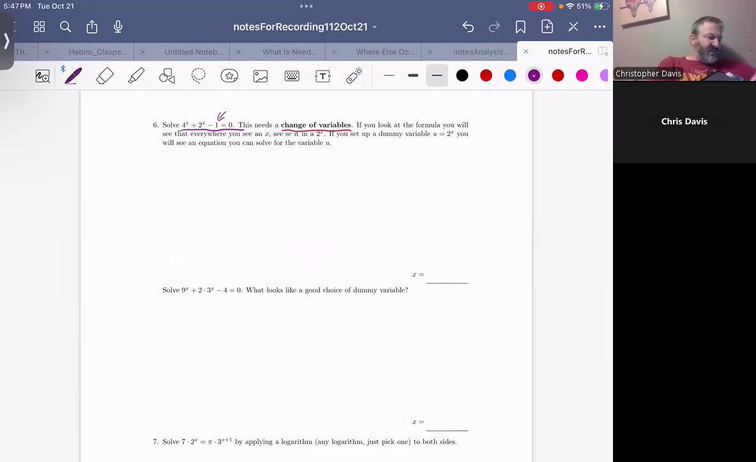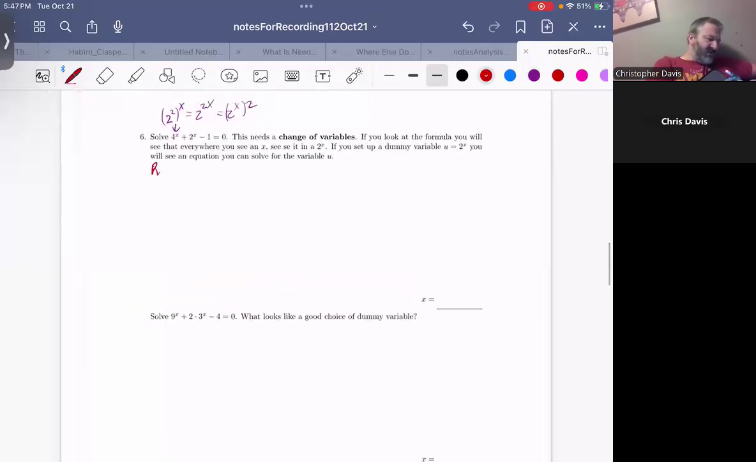So here's how I'm going to advocate solving this. You look at this equation. I see a bunch of different exponents, but really they could all be the same exponent, right? That 4 to the x, well, that's 2 squared to the x, which is 2 to the 2x, or maybe 2 to the x squared. Yeah, that looks useful. So let's use that.